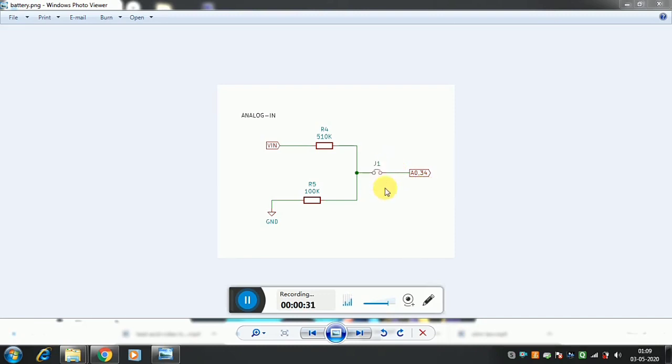Why this jumper? Because if you don't want to use this voltage divider circuit, you can just open up this jumper and use your analog pin as you want. The other thing is these resistors are all through hole resistors, so you can change these resistor values if your battery voltage is something different or you have some other plans in mind. Okay, so let us go to the practical now.